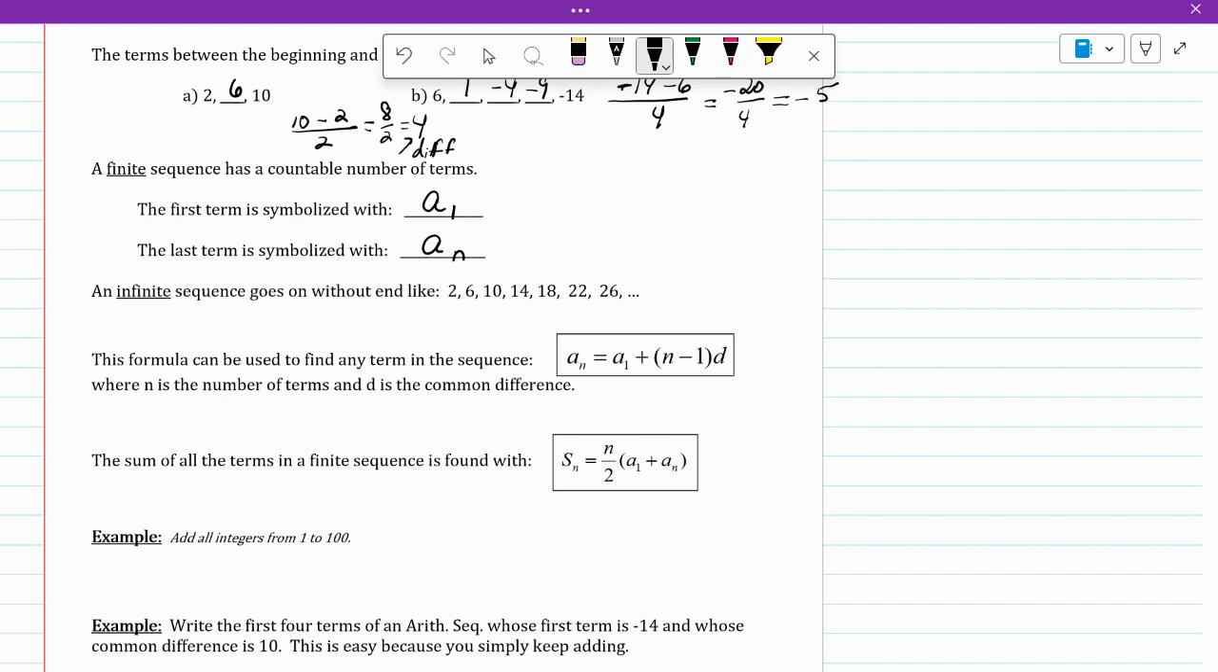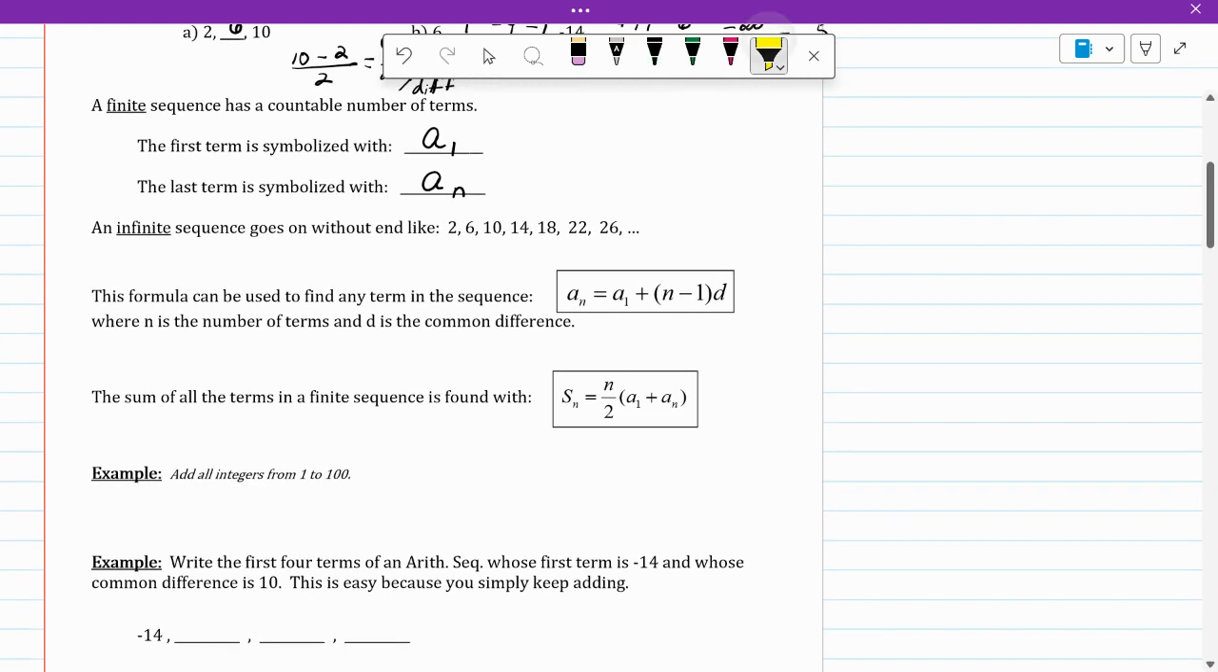Okay, this formula can be used to find any term in the sequence. So let's highlight this. This is our formula that we're going to use to find any term in an arithmetic sequence, where n is the number of terms, how many terms there are, and d is the common difference, which is what we were just talking about. The sum of all the terms in a finite sequence is found by, okay, so we have another formula that we need to know, which is how to find the sum of all the terms in an arithmetic sequence.